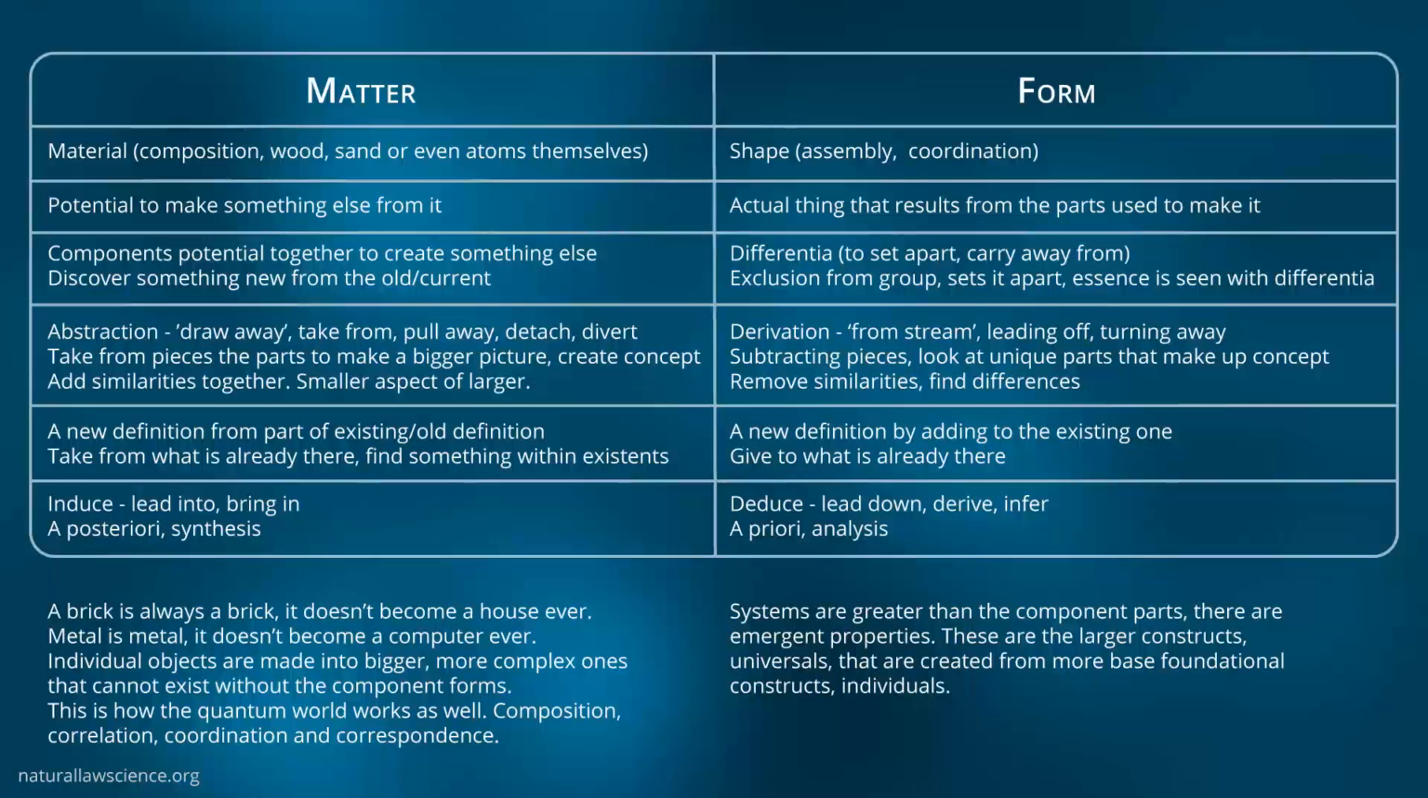Okay, so form, derivation, it's etymologically... Abstraction was to draw away, and in derivation it's from the stream. So you're taking from the stream, you're leading off, you're turning away. So you're subtracting pieces, looking at the unique parts to make up the concept. In the abstraction, you're taking from the parts, you're trying to get a bigger picture. In the form, you're already at the bigger picture and you're trying to derive and subtract pieces to look at the unique parts that make up the picture. You're going to remove the similarities to find the differences.